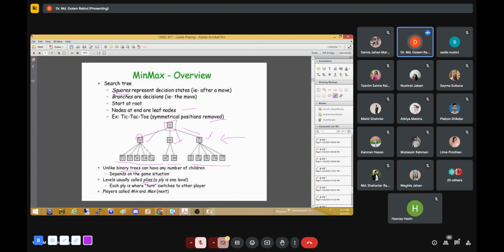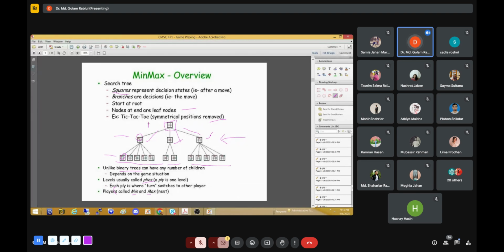Okay, the second play, maybe here is the 0 in center. Okay, so this is the second play. So usually the labels usually call the plays. So this is the first play and then second play like this way. And players call the min and max. So max is the me and min is the you.